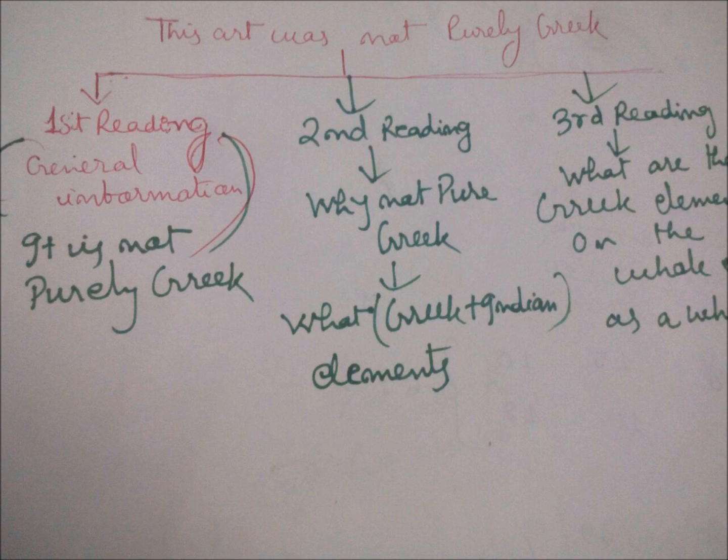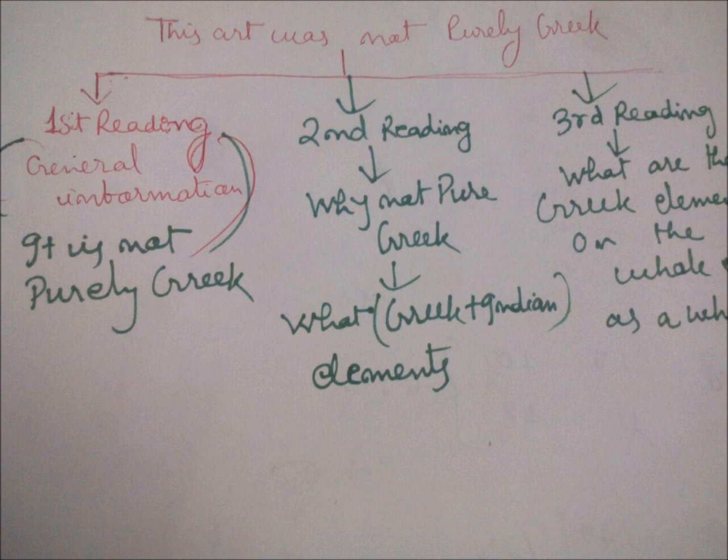In the first stage, we only had to see that it was not purely Greek; that is enough, it is general information. In the second stage, we have to analyze. We have to use our brain: why is it not purely Greek? What are the Eastern or Western elements, the Greek or Indian elements, in Hellenistic art? We have to analyze it for mains culture, GS paper 1. This is the second stage of reading.